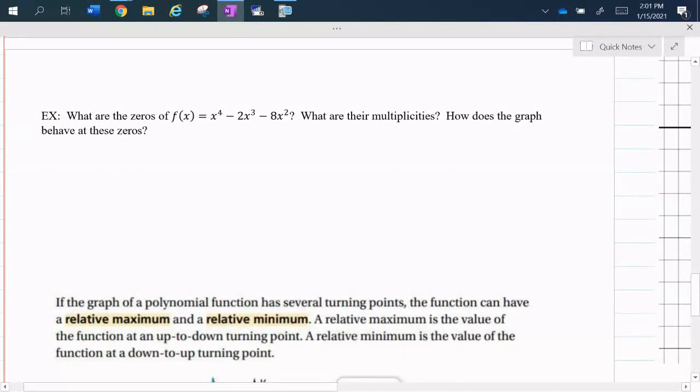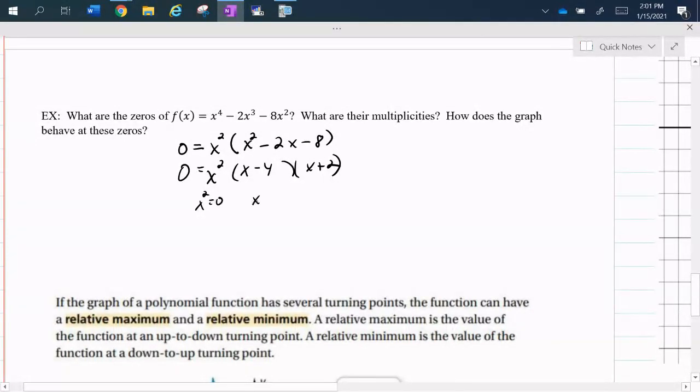What are the zeros of this function? So we're going to make the y 0 and we're going to solve. So I'm going to factor out an x squared. So I get x squared times x squared minus 2x minus 8, which is something we can factor again: x minus 4 times x plus 2. I'm finding zeros. So if I said x squared equals 0, x minus 4 equals 0, x plus 2 equals 0, we get x equals 0, 4, or -2, excuse me.